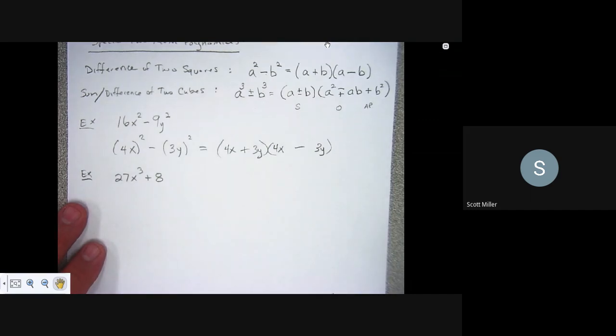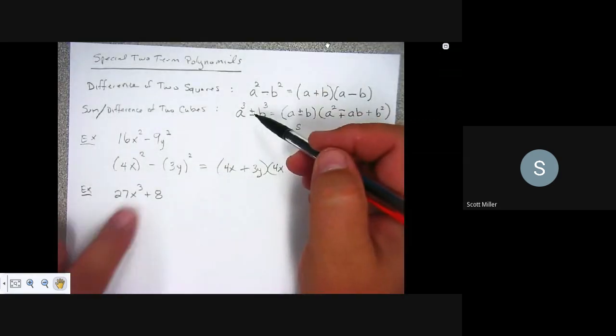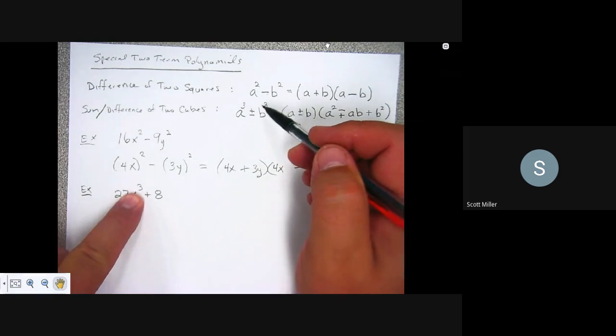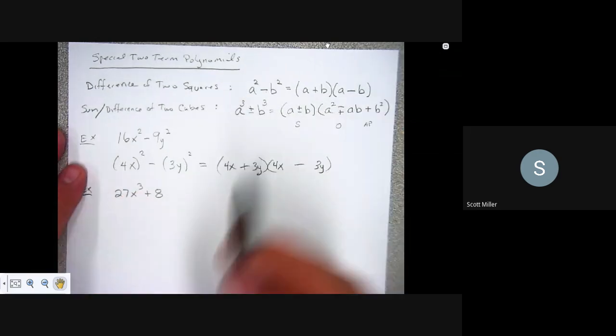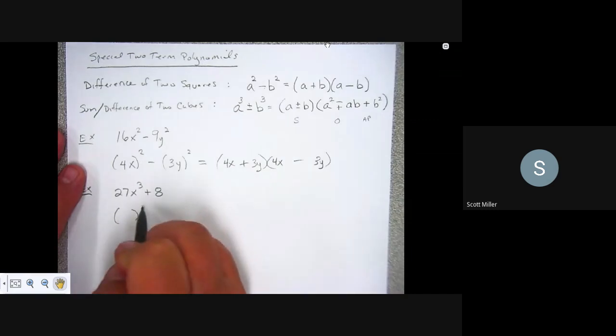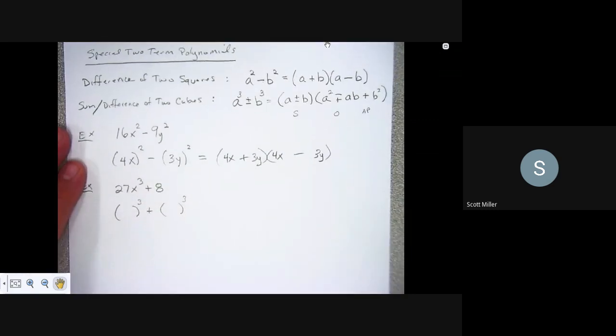Two terms, again, there is no common factor. At two terms, it's one of these over here or it's nothing. Because I see a cube and a plus, I'm going to see if I can fit it into the sum of two cubes. If that is the case, there is something cubed plus something cubed to make it work.